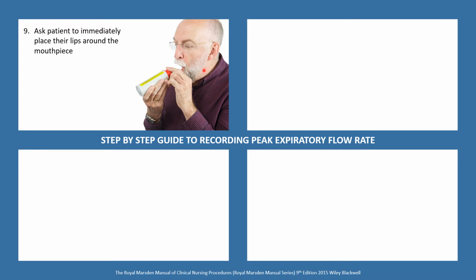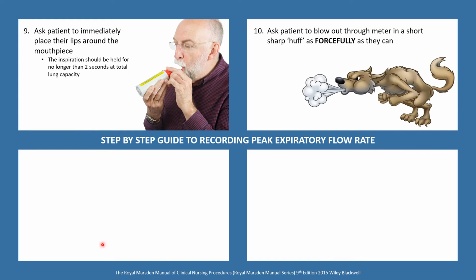After they've taken the deep breath in, they're asked to immediately place their lips around the mouthpiece, and they should not hold that breath in for longer than 2 seconds. So it's a big breath, no more than 2 seconds, and then blow straight out again. They then blow out into the meter, and it's a sharp huff, as forcefully as possible.